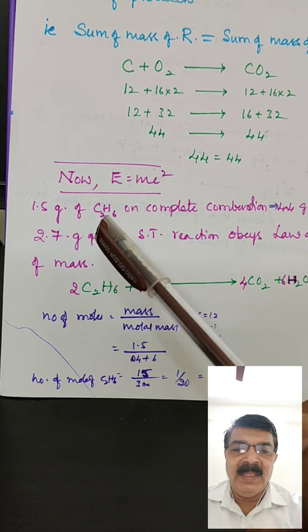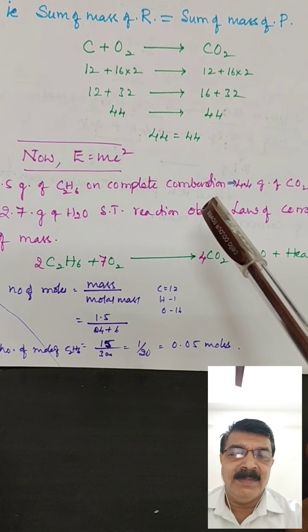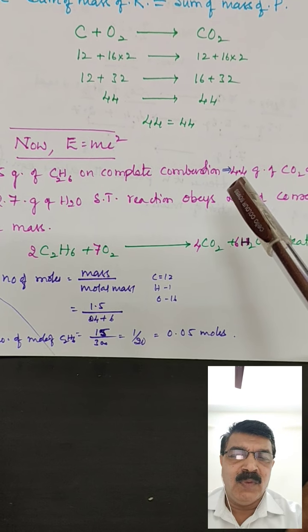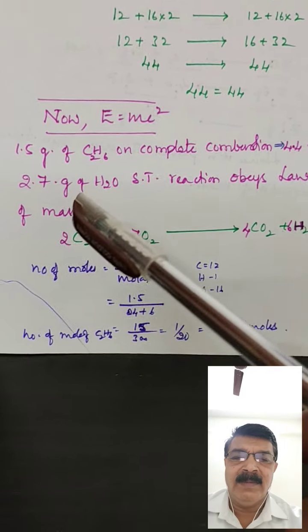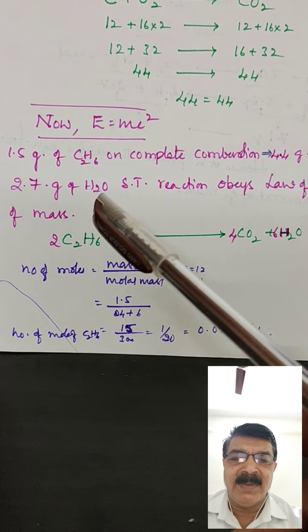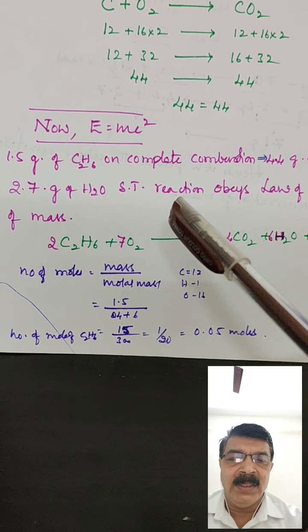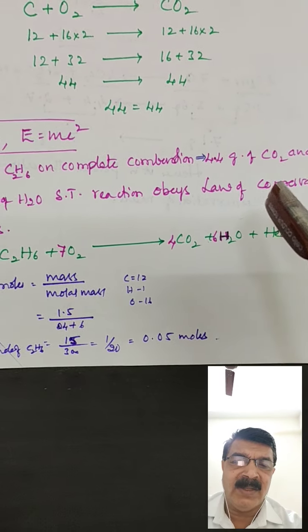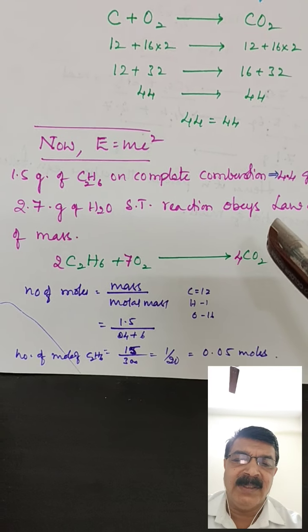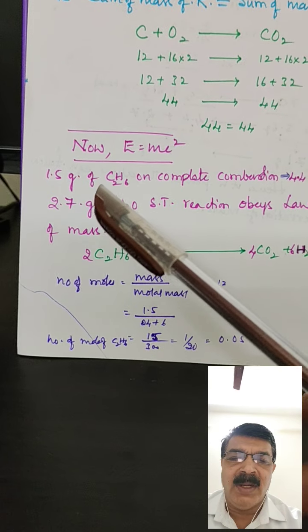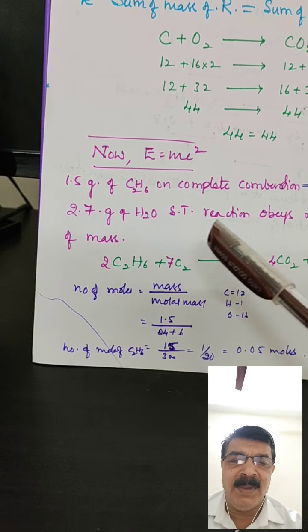1.5 grams of ethane on complete combustion gives 4.4 grams of carbon dioxide and 2.7 grams of water. Show that the reaction obeys the law of conservation of mass. Once again, I tell you, 1.5 grams of ethane undergoes complete burning.